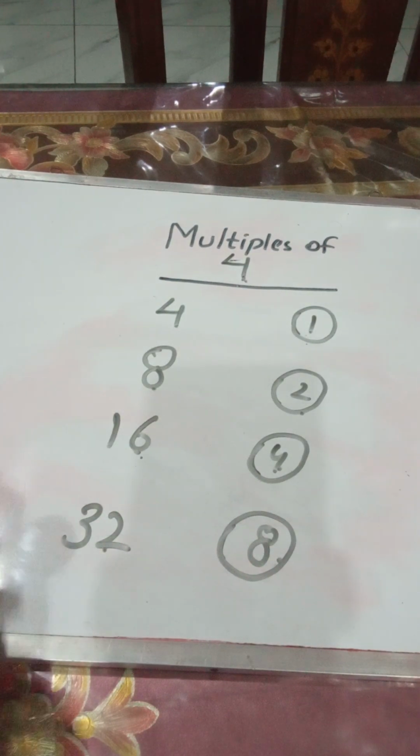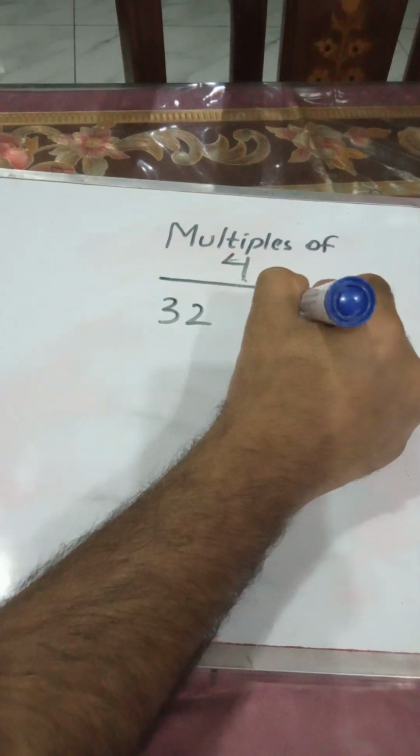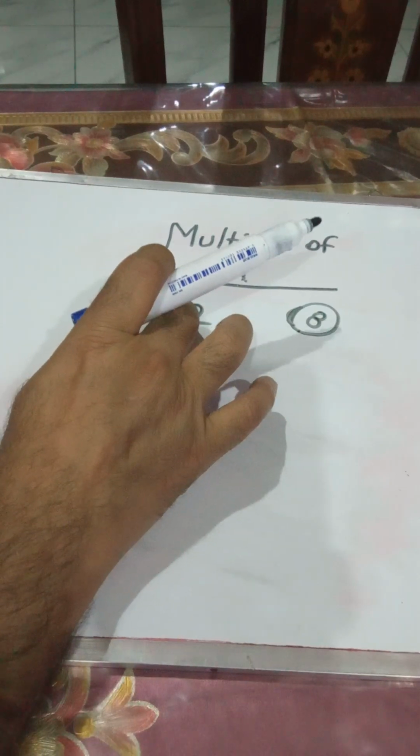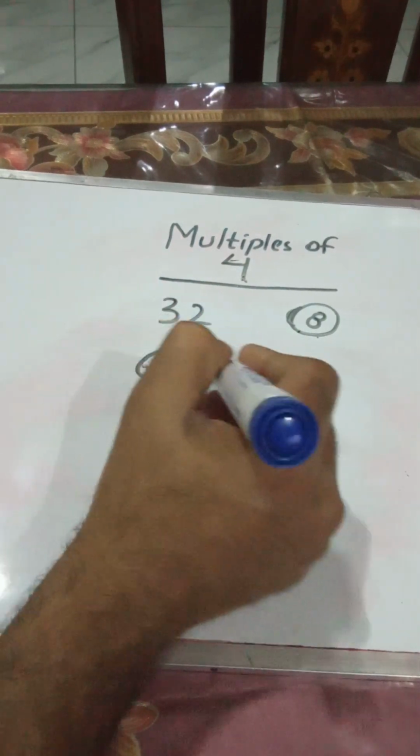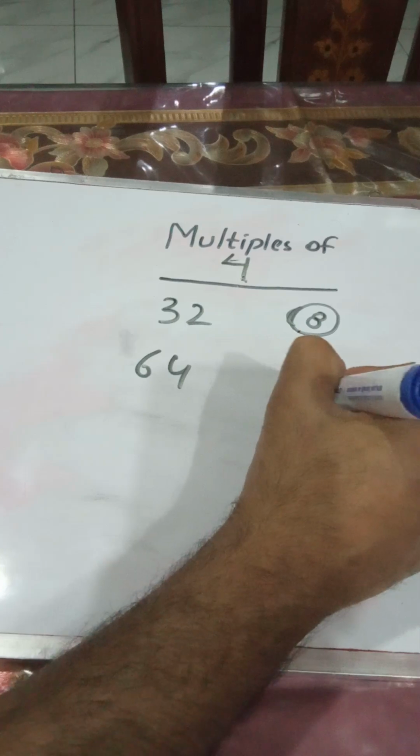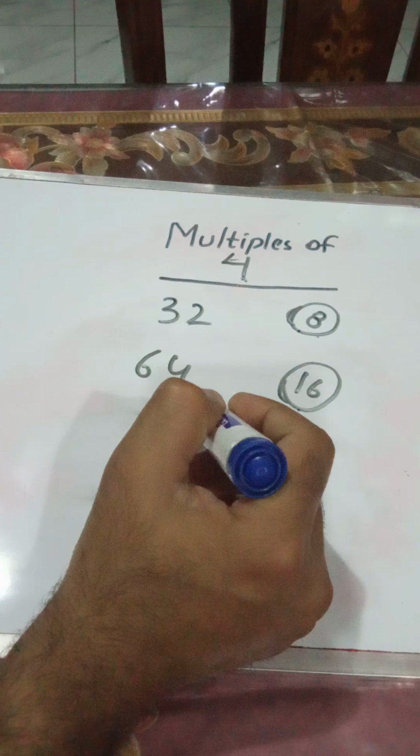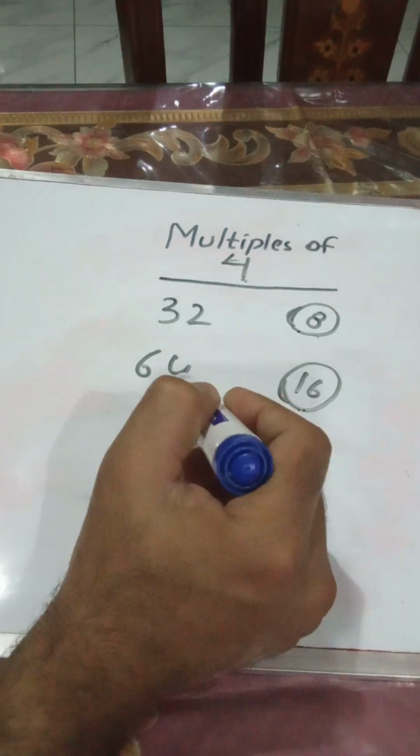Now let us see some more multiples of 4. 4 8 times is 32. It means that if we multiply 4 by 8, we will get 32. Now what is the double of 32? That is 64. And what is the double of 8? That is 16. It means that 4 multiplied by 16 is equal to 64. If you multiply 4 by 16, you will get 64.